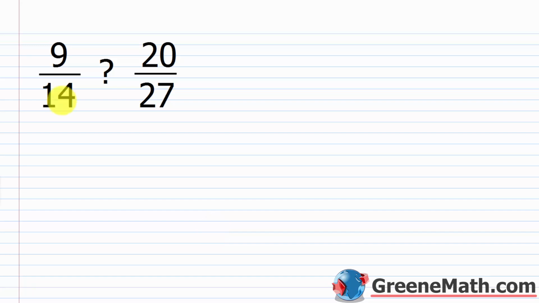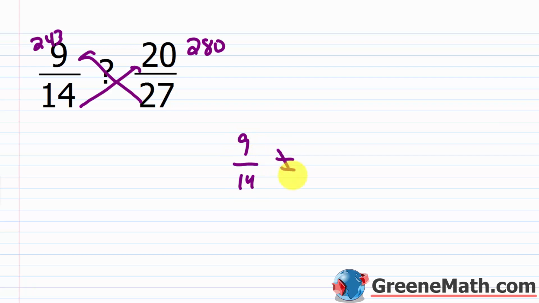So we have 9/14 and we have 20/27. Again, we can check this by just cross multiplying. So I can multiply 14 times 20. It's pretty easy to do. You multiply 14 times 2, you get 28. You put a 0 at the end, you get 280. And I'd multiply 27 times 9, which would be 243. So these two cross products are not equal. So these two fractions are not equal. So we can say 9/14 is not equal to 20/27.